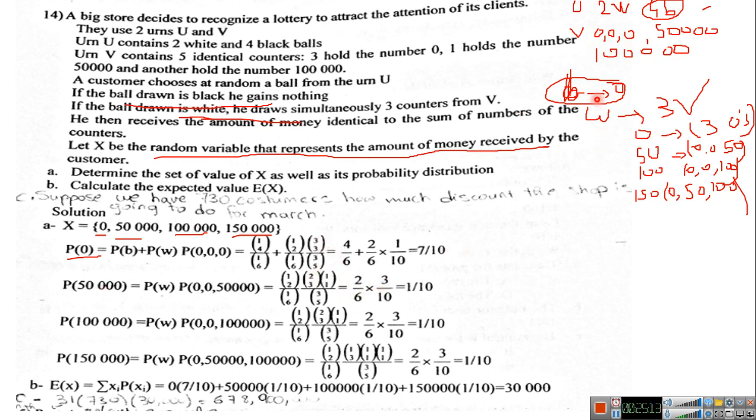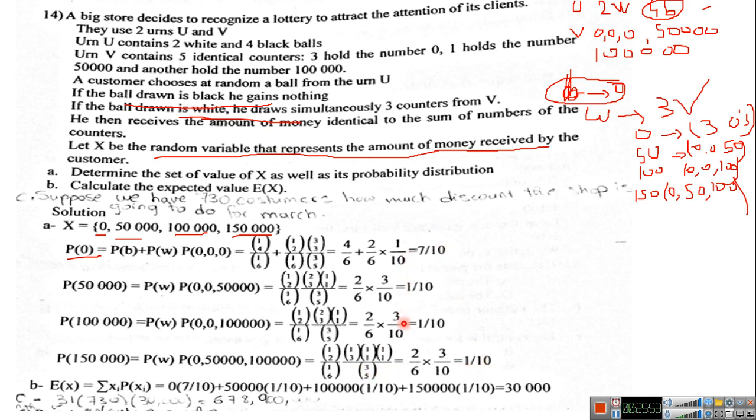P of 50,000, so he's going to get a white first of all. So 2 out of 6. Then he's going to get 2 zeros and a 50,000. So 2 zeros is 2 out of 3, and 50,000 is 1 out of 1, over 3 out of 5. Getting 100,000, the same story. 2 zeros and 1 out of 1 for 100,000. And getting 150,000 is going to get a white, the same one, 2 out of 6, times 1 zero, 1 out of 3, 50,000, 1 out of 1, 100,000, 1 out of 1, over the total.